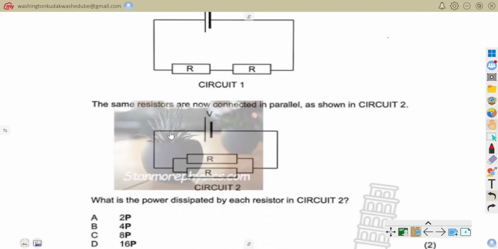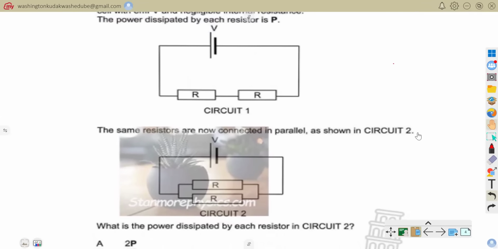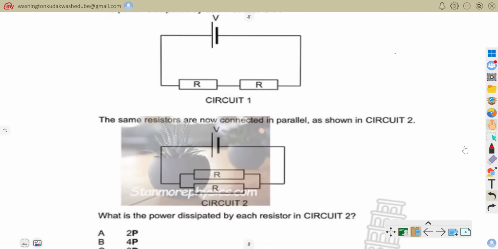Now let's see what's following. The same resistors are now connected in parallel as shown in circuit 2. These are the parallel connections. Now they're asking, what is the power dissipated by each resistor in circuit 2 if the power in circuit 1 is P? So this is where we now see how we relate voltage, current, and resistance.